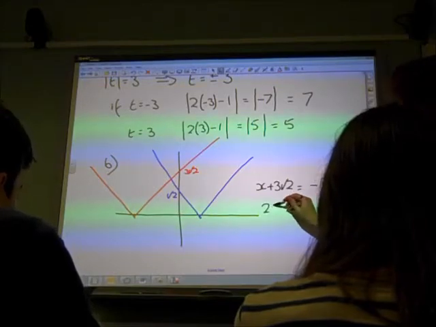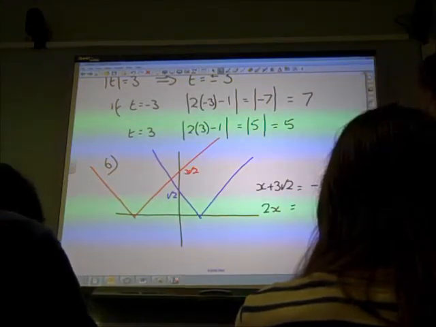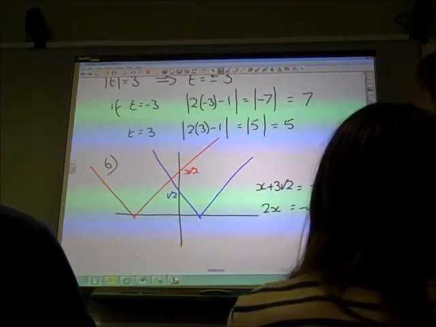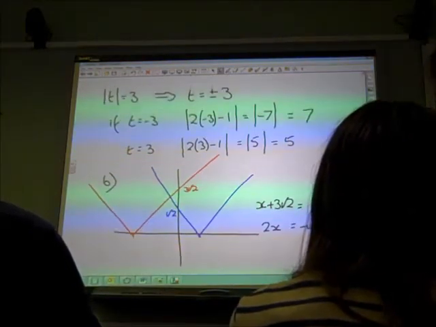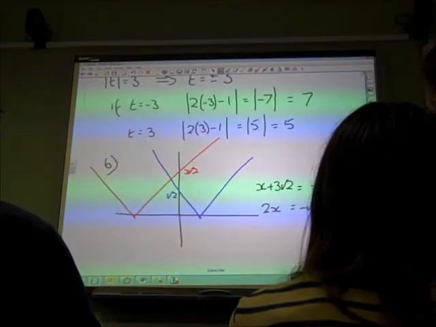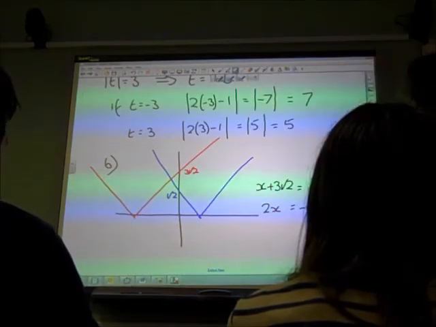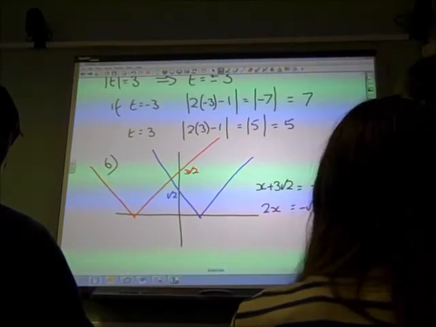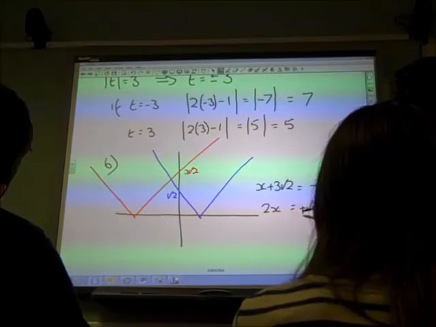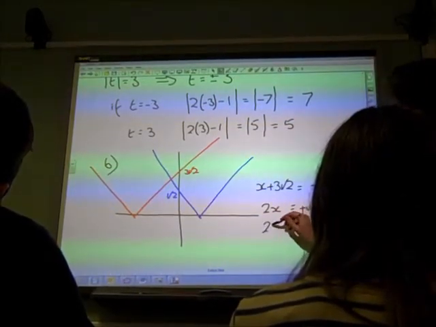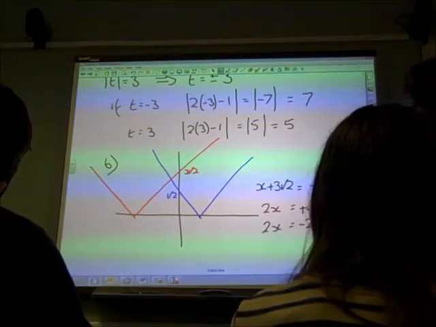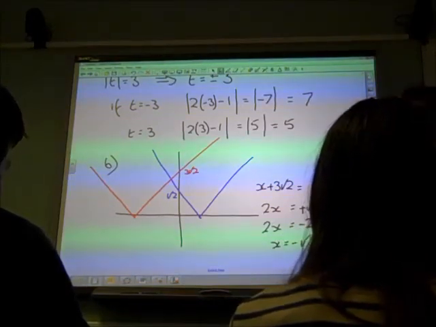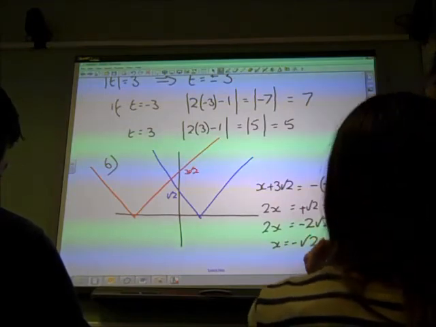Rearrange it, we've got 2x. What's that? That's minus root 2 minus 3 root 2. Have I done this right? I've got that equation wrong, haven't I? It's plus root 2. That was minus there. Sorry, that's a minus. There we go, which makes that a plus. That's better. So 2x is minus 2 root 2. So x is negative root 2, which kind of feels about right, doesn't it?